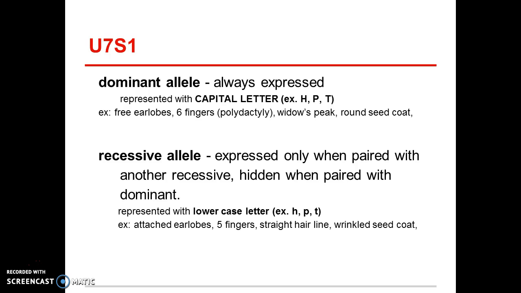Recessive alleles are expressed only when they're paired with another recessive. Remember, you have 2 alleles for every trait pretty much. One from mom, one from dad. But if you have 2 capitals, you're just going to show dominant no matter what. But if you have 1 capital and 1 recessive, that dominant will actually mask the recessive allele, and you'll only show the dominant trait. The only way you can show a recessive trait is to have 2 recessive alleles. It's represented with a lowercase.